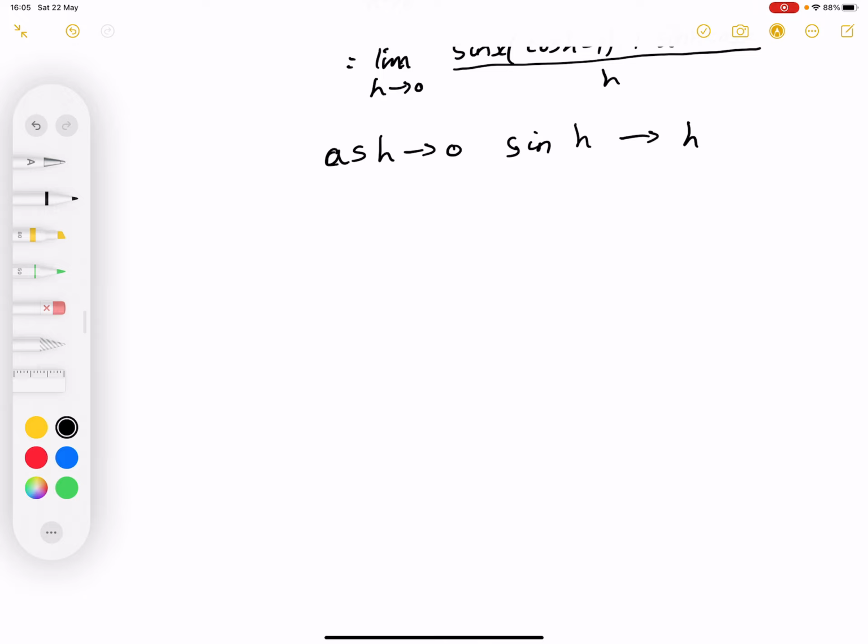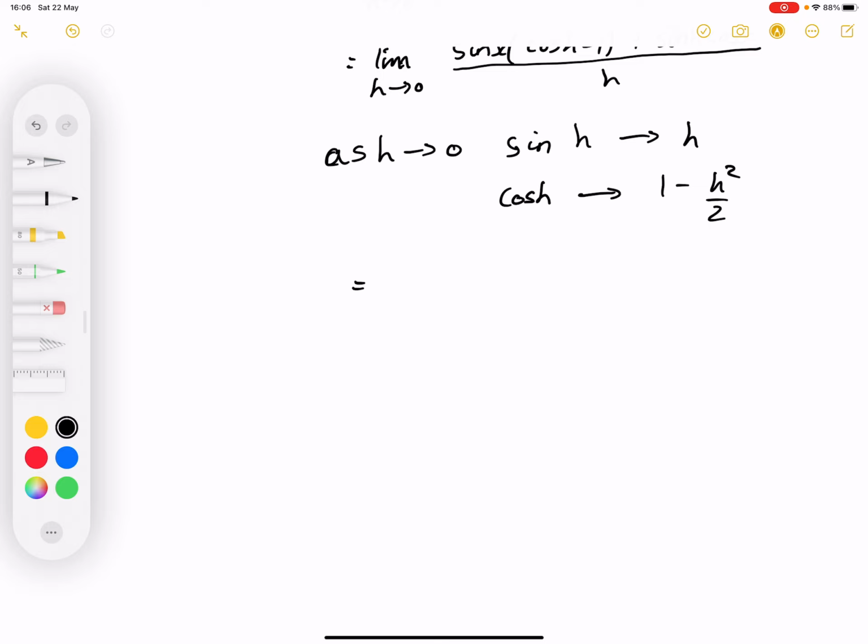Next, we need to know that as h tends to 0, cos h will tend to 1 minus h squared over 2. That I don't have an explanation for in this video, but I may go over it in the future if you ask me in the comments.